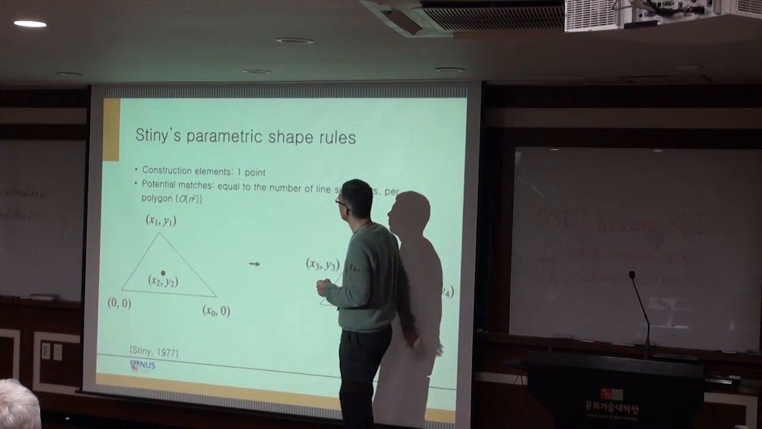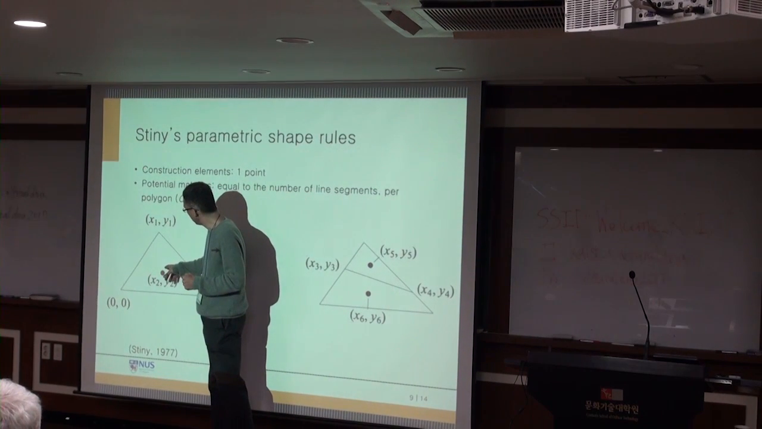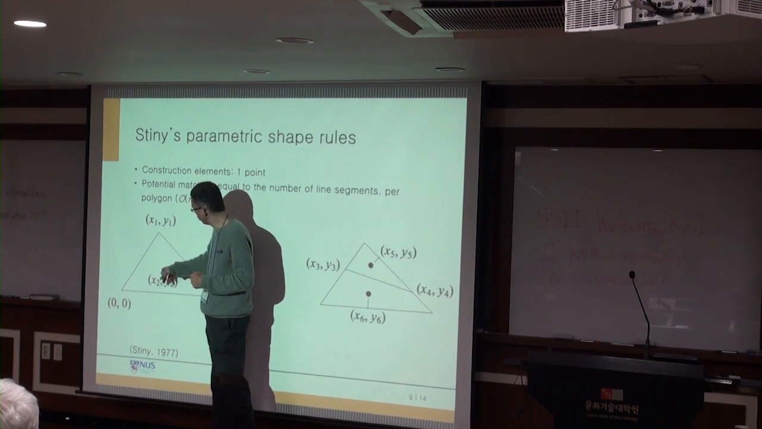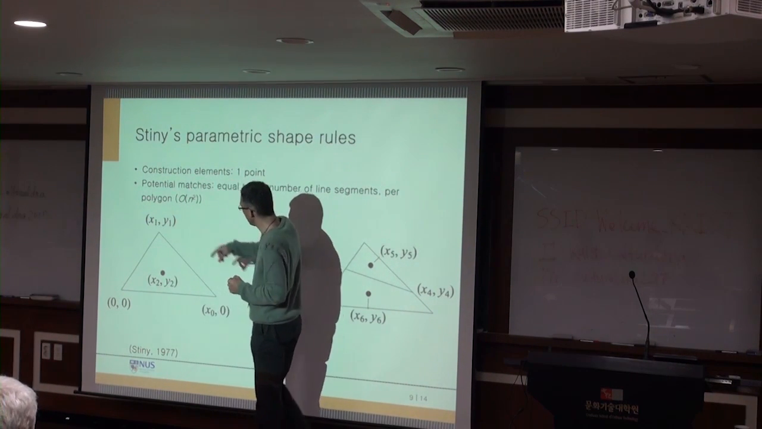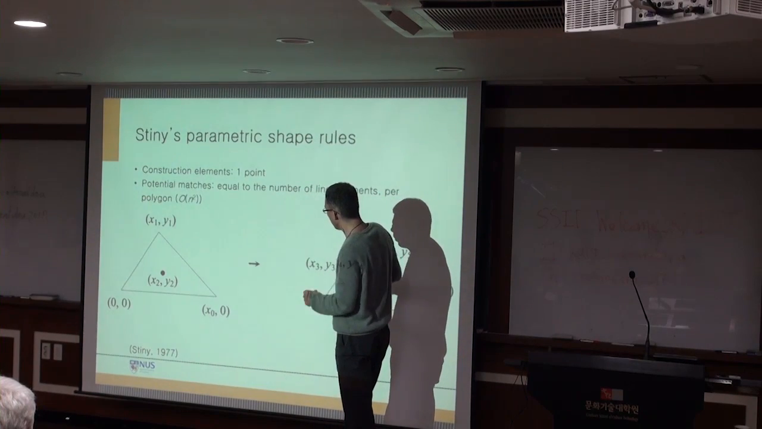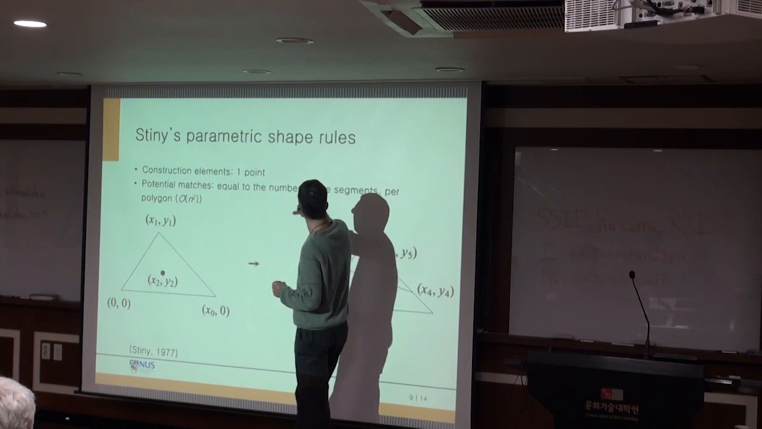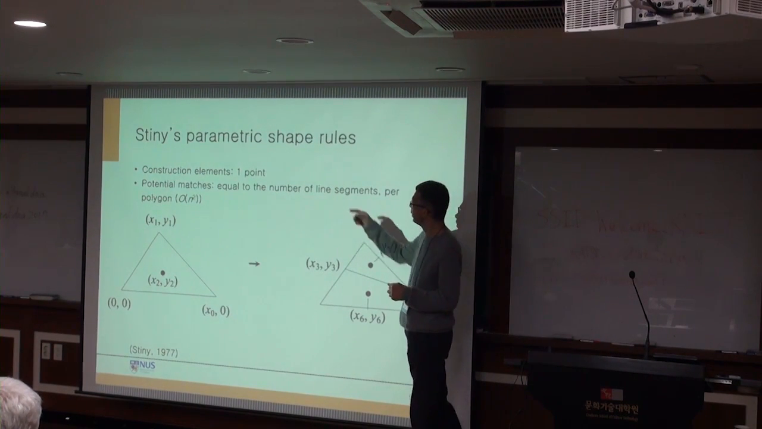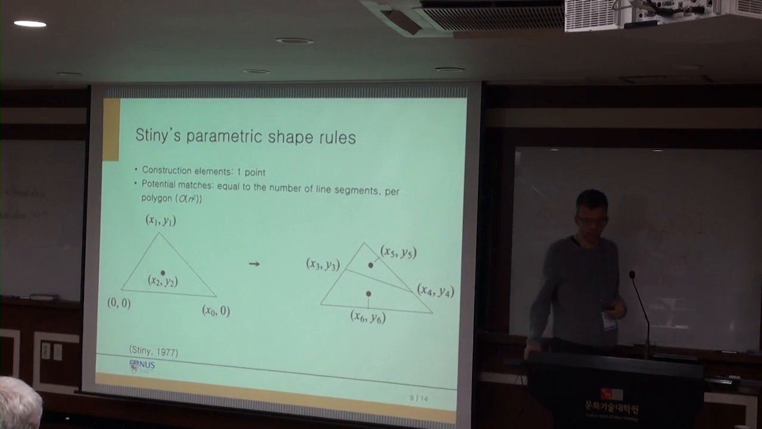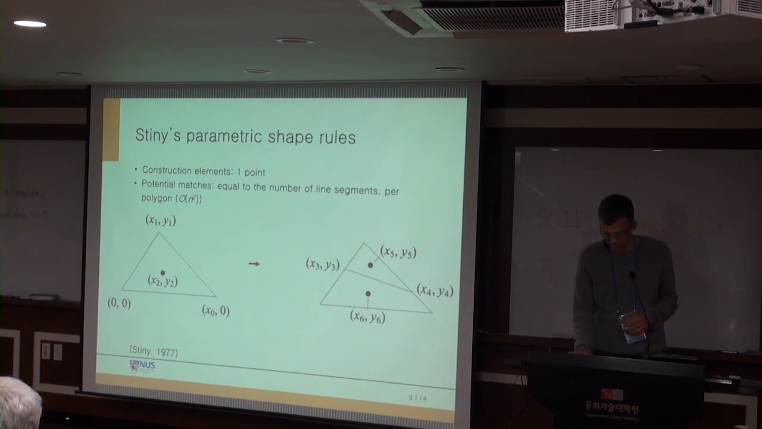When we look at the potential matches, you could use a point and one of the lines, and that would be enough to determine whether you find the appropriate triangle. So basically the number of potential matches is equal to the number of line segments. So per polygon it would be on the order of n squared, but no longer on the order of n cubed. So it's definitely an improvement.